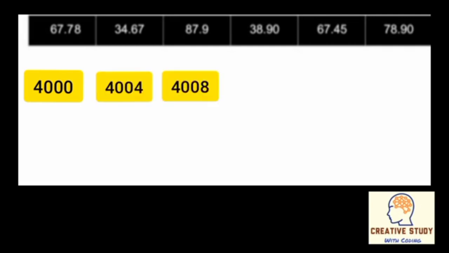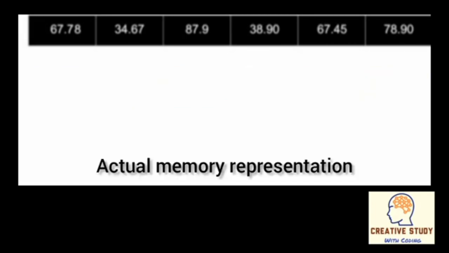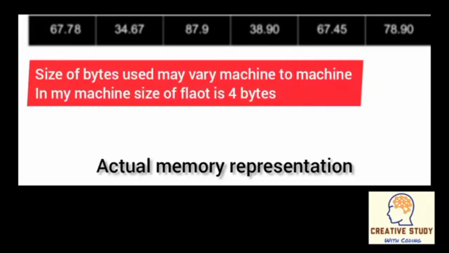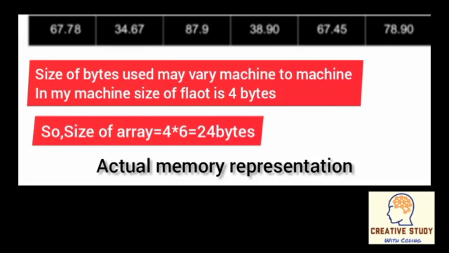In this example, let's suppose the first element is stored at 4000, then the next element will be stored at 4004, then 4008, 4012, 4016 and 4020. The size of bytes used may vary from machine to machine. In my machine, the size of float is 4 bytes.